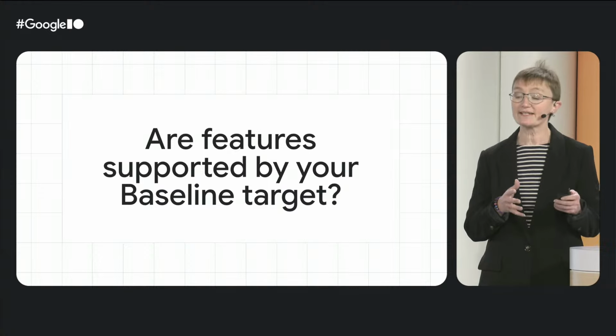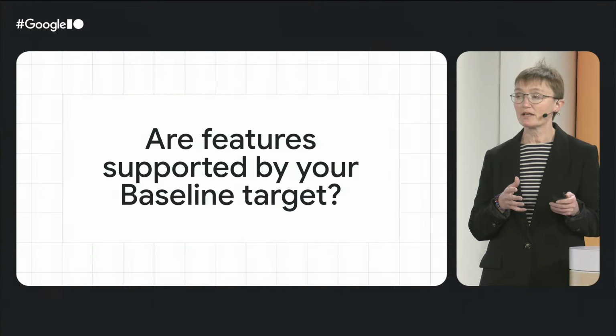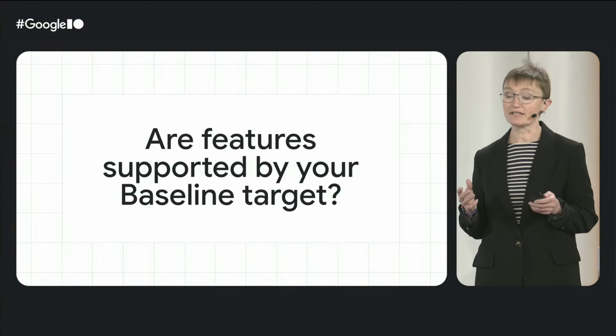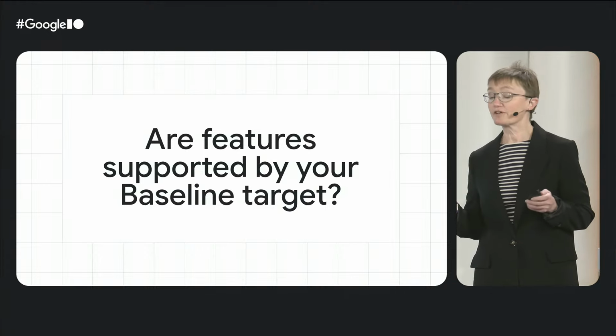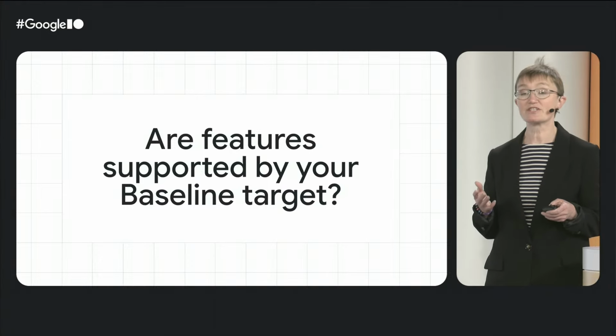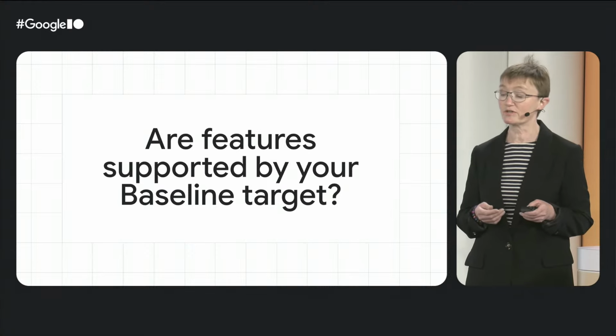So you've figured out a baseline target for your projects. Now, how do you make sure that the features that you're using meet that target? Now, you can obviously look at features individually. We've been able to do that for a long time, and there's a bunch of ways and places to do that now with baseline data included.